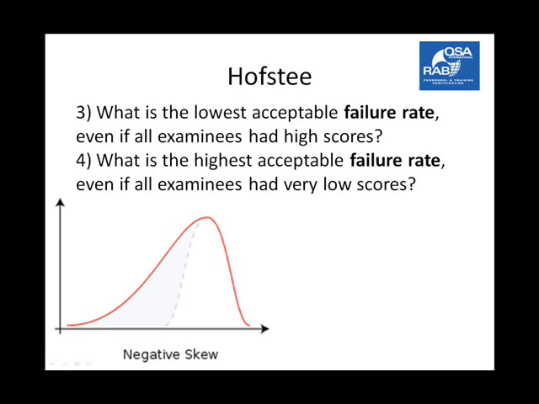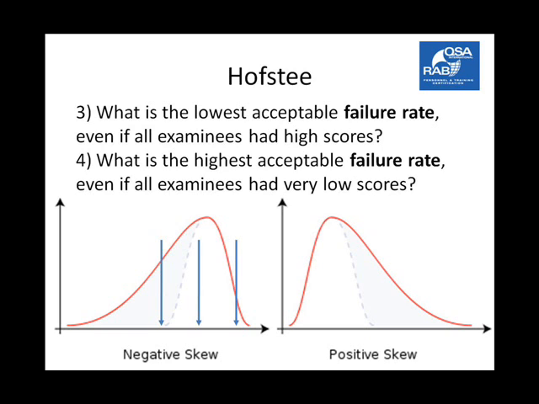Next, we examine the failure rate, which is examinee-centered. The first examinee-centered question essentially asks if we have a negatively skewed score distribution, like the one shown here where most of the examinees have high scores, what is the lowest acceptable failure rate we are willing to accept? What percentage or proportion of examinees are we willing to fail, even if most have high scores?